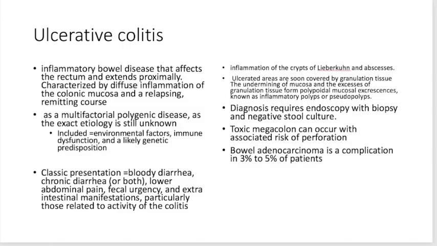So this is an inflammatory bowel disease, affects the rectum and extends proximally. So it's going to go up. And then it's diffuse inflammation of the colonic mucosa with a relapsing and remitting course. So it's not all the time, you get waves of it. It is a multifactorial polygenic disease. Do not know exactly why it happens.